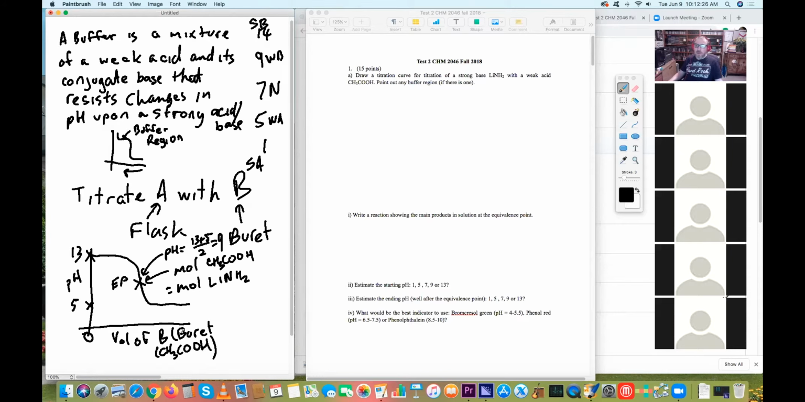I think I explain it pretty well in there too. But this is the very quick and dirty way of telling if you have a buffer region. There'll be a volume of a strong acid or strong base here in this titration curve. Does anybody have any questions? So I'll just write there, no buffer. Any questions about that?